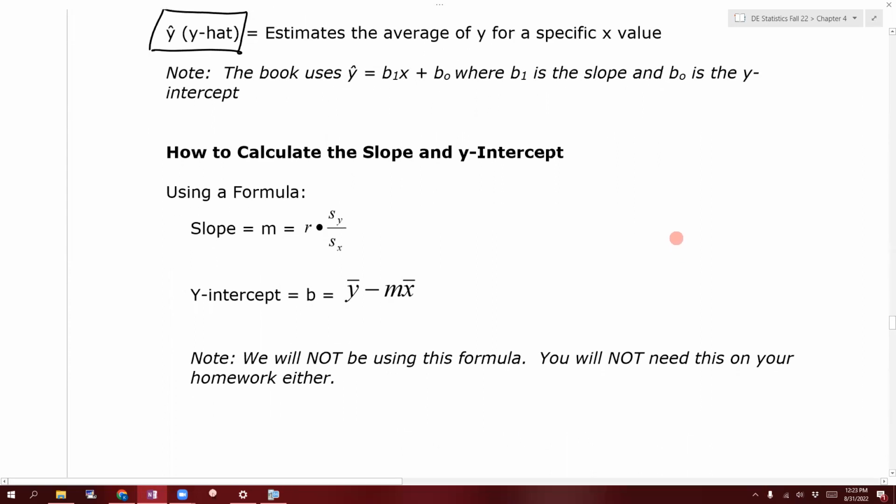And then it gives us formulas on how we can find both the slope and the y-intercept of our regression line. We do not have to do any of that by hand. We'll be using our calculator to find our slope and our y-intercept. So those formulas are interesting, but we will never actually have to use those formulas to calculate our regression line.